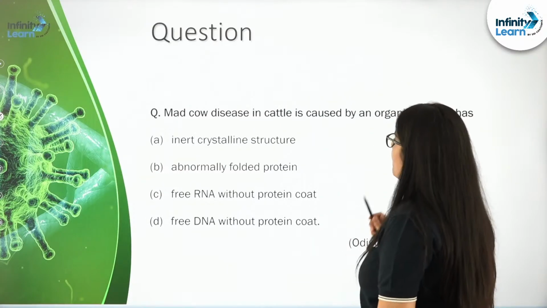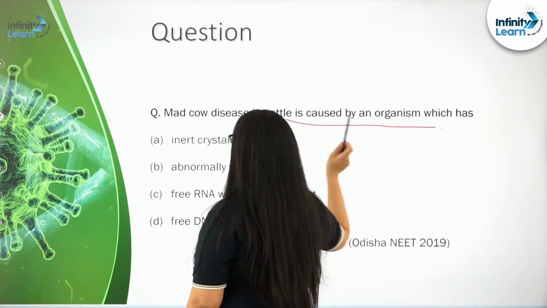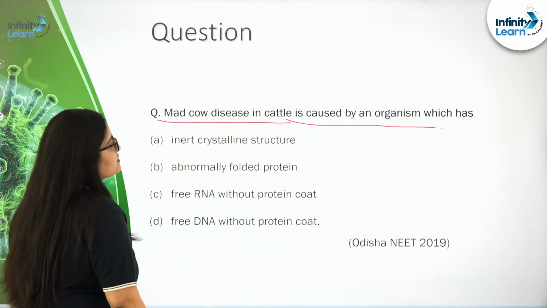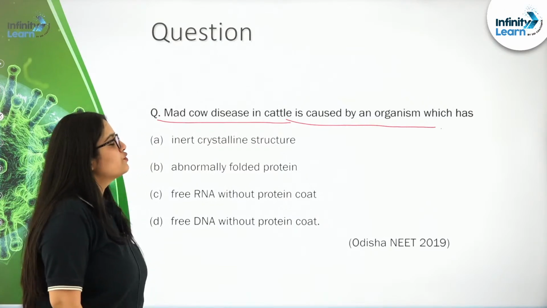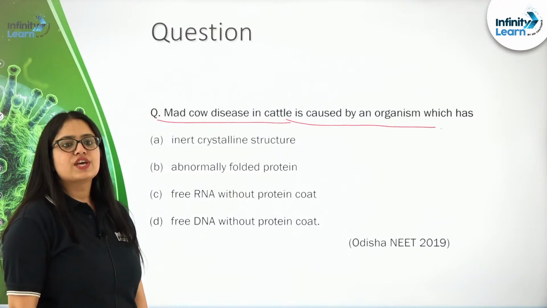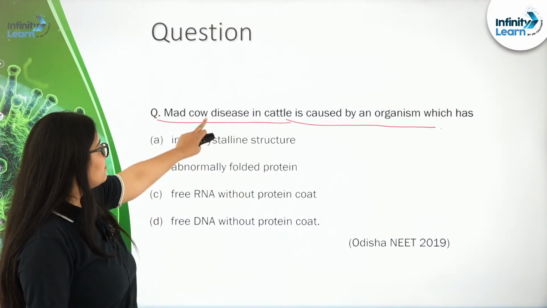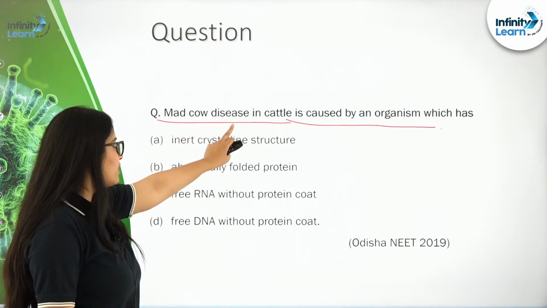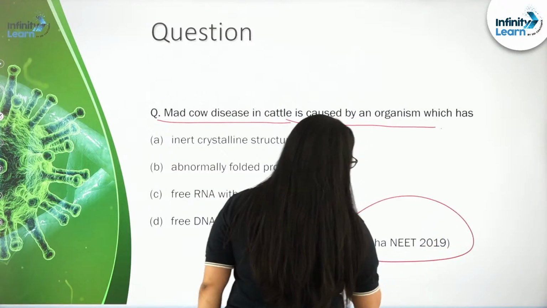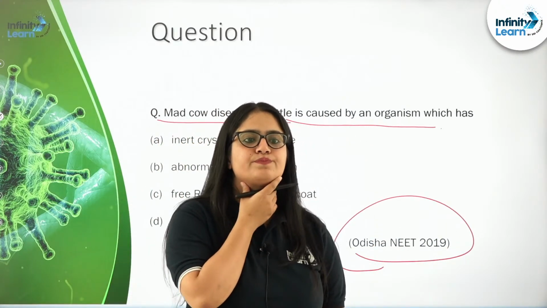Next question. Mad cow disease in cattle is caused by an organism. Mad cow disease is a neurological disorder, students. It is a neurodegenerative disease where neurons get degenerated. Can you tell me which of the following organisms is responsible for causing mad cow disease? It was asked in Odisha NEET 2019. Come on kids, give it a try.